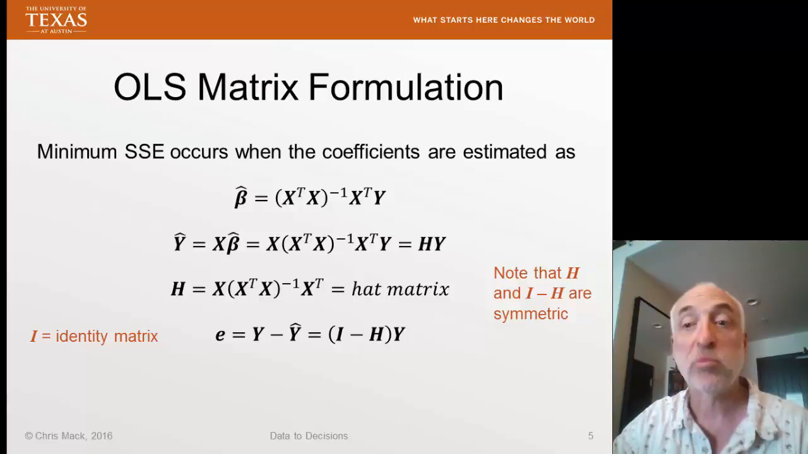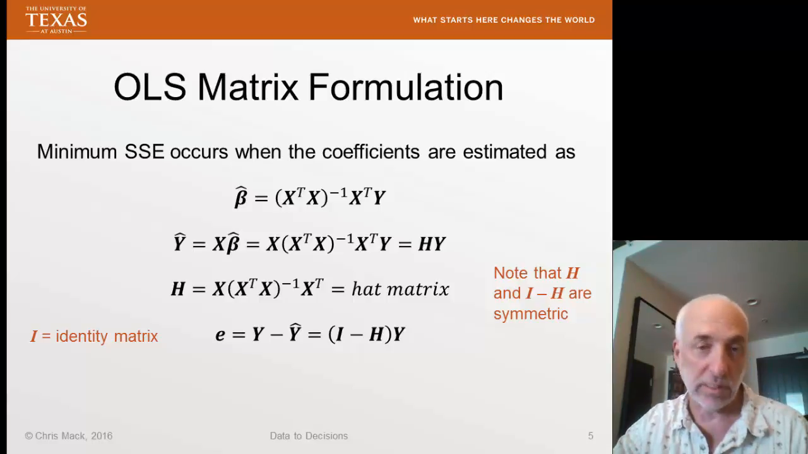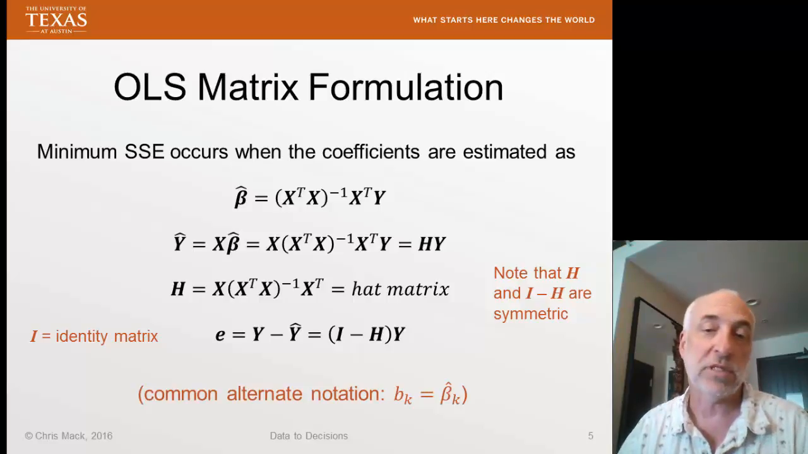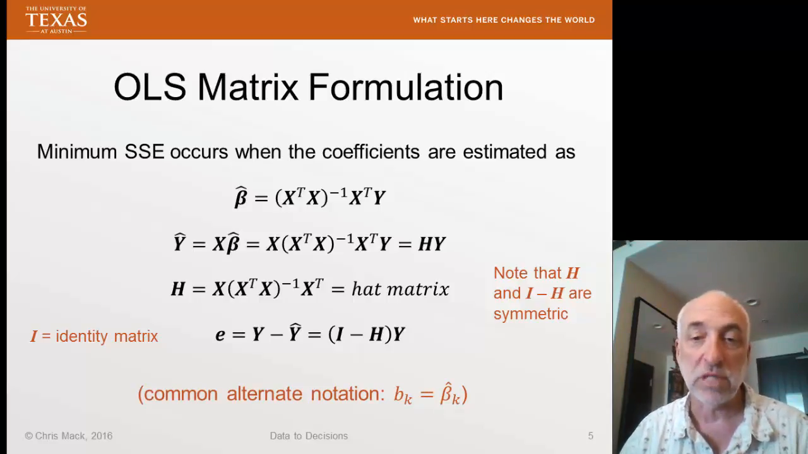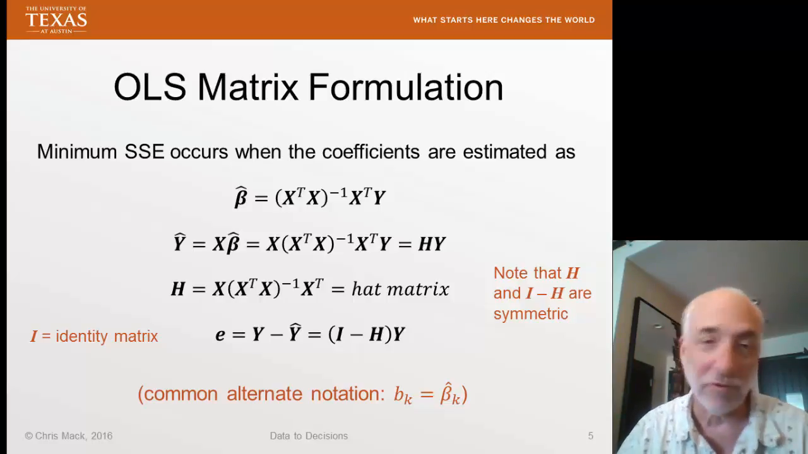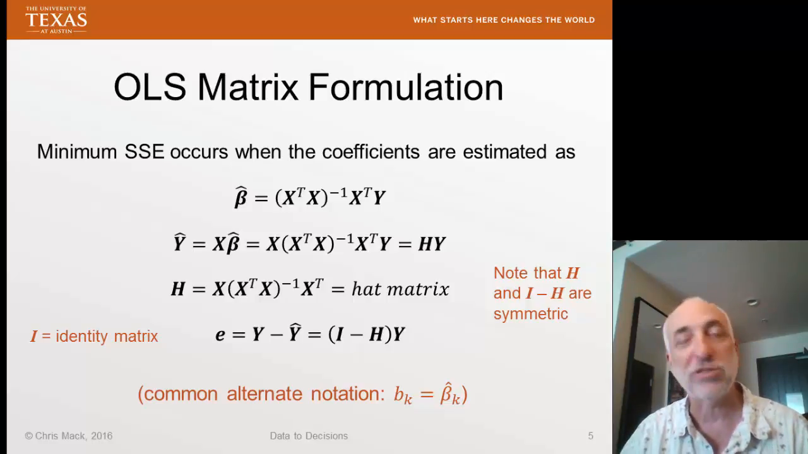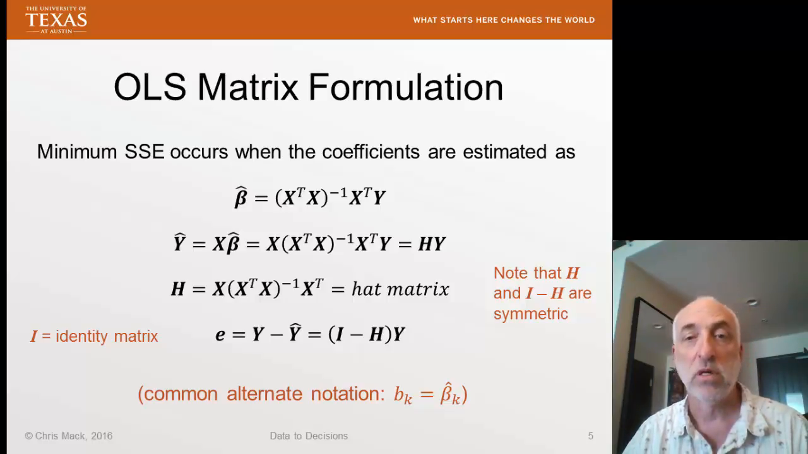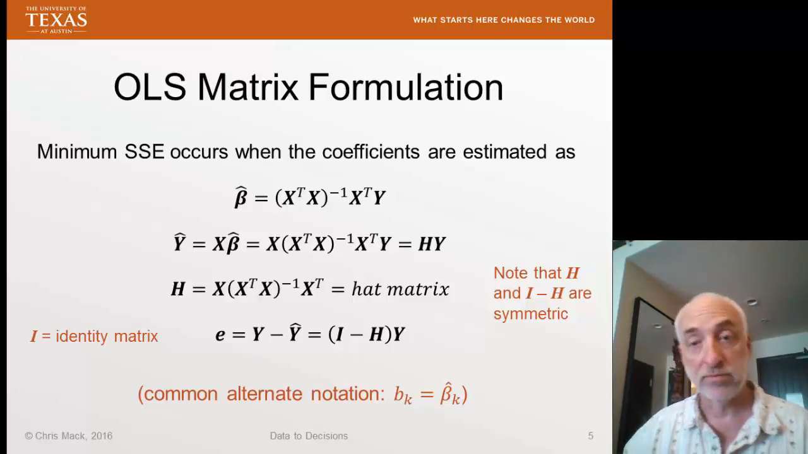We'll use that property of the hat matrix later on in the semester. And as I mentioned, there's a common alternate notation of using b sub k instead of beta hat k. I wish I could be consistent in my notation, but I'll go back and forth. You'll find both of these notations commonly used in the literature, in textbooks, and in papers that you read. So you should be familiar with both ways of notating our estimate for the true value of the parameters of the model.